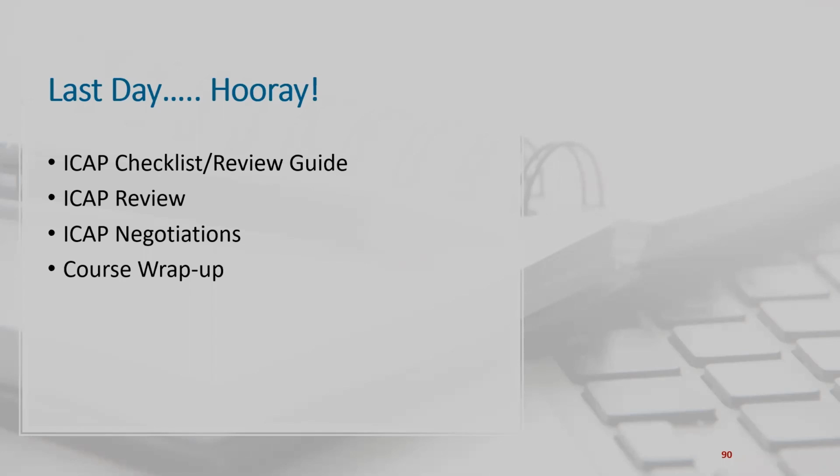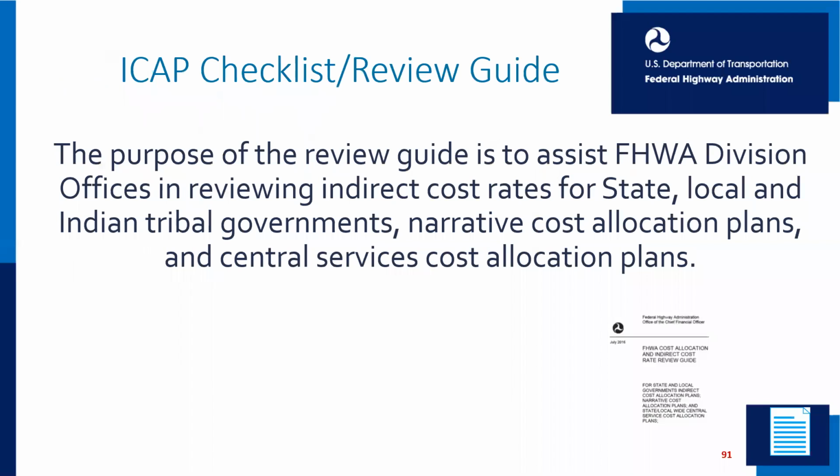So the purpose of this review guide, and we want to be clear here: this review guide was developed for our division offices, specifically for the division offices to review indirect cost allocation plans for the state DOT. If you've had a chance to take a look at that, and when I open it up in a minute, you'll see that that is the intent and the focused audience for that review guide.